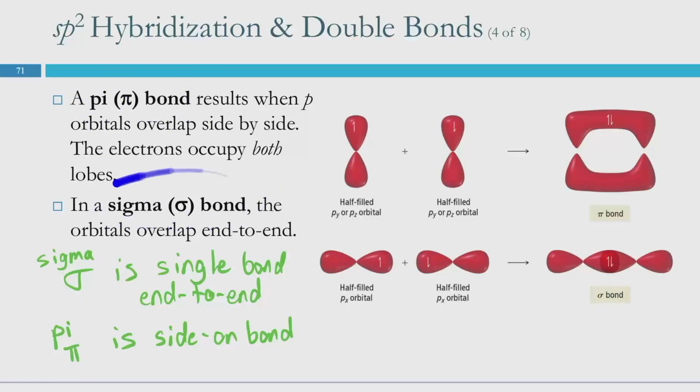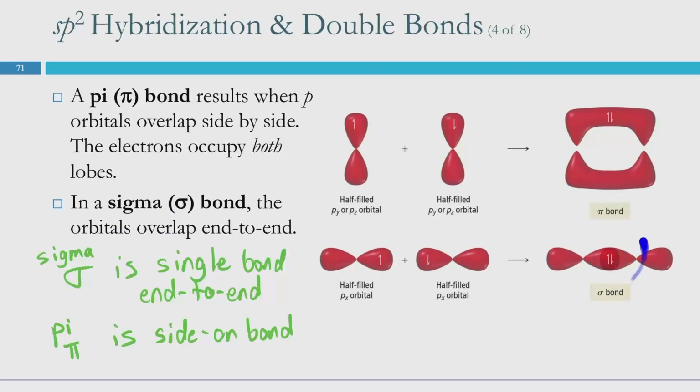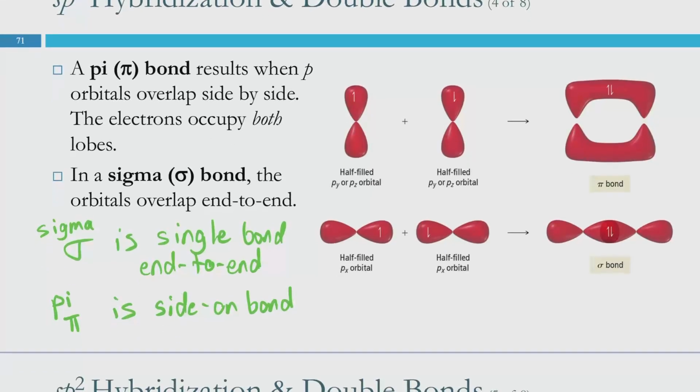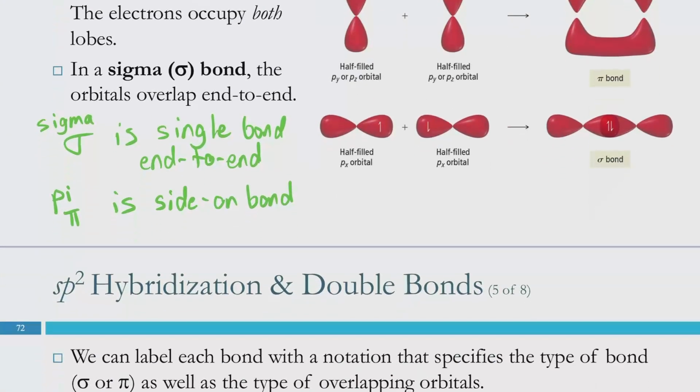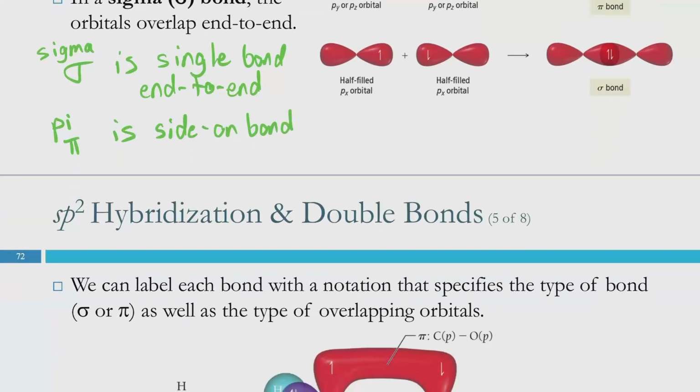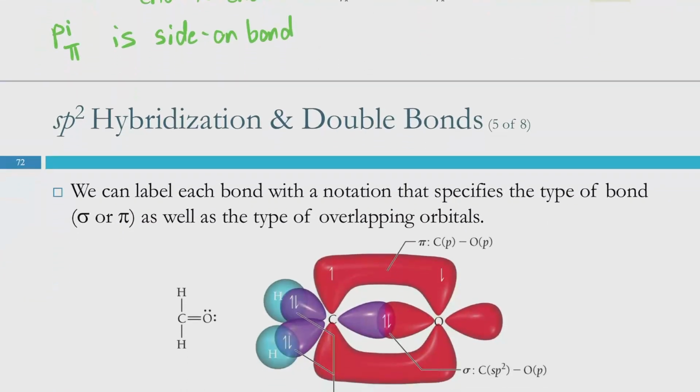So we've got sigma bonds where we've got orbitals, can be s or p orbitals that overlap end to end, and we get this nice direct overlap. For our pi bond, it's side to side, and that tends to be a little weaker than our sigma bonds. We'll see sigma and pi showing up in other concepts later on as well.